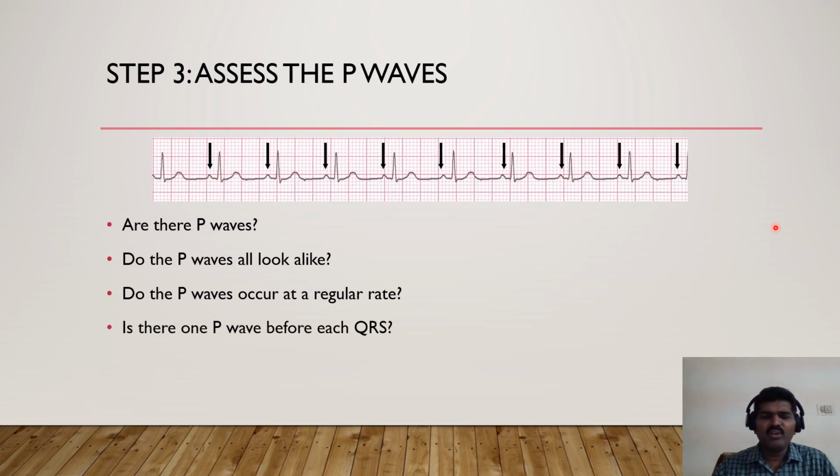Is there one P wave before each QRS complex? This is most important, the relationship between P waves and the QRS complex. For each P wave, there should be a following QRS complex. The P wave denotes the atrial activity, and the QRS complex denotes the ventricular activity. So each atrial activity should be followed by a ventricular activity in a normal sinus rhythm.